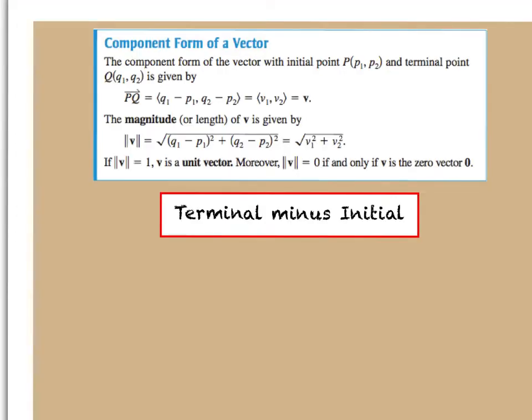Write notes however you want. So the first thing we're going to do is what's called the component form of a vector.